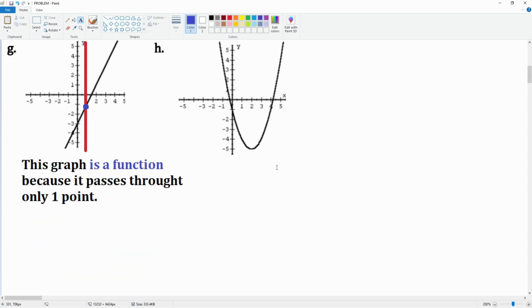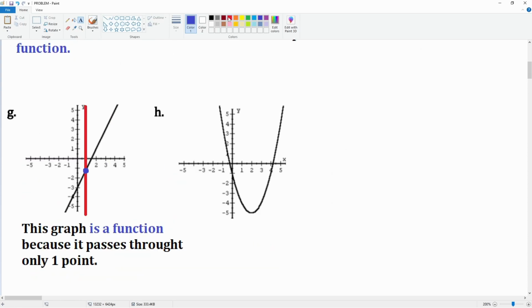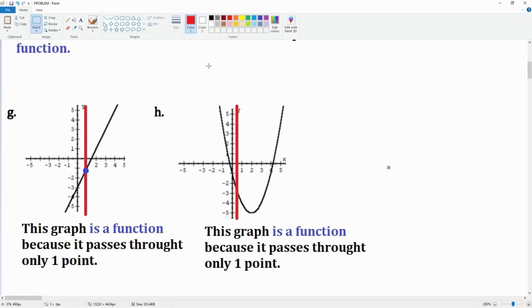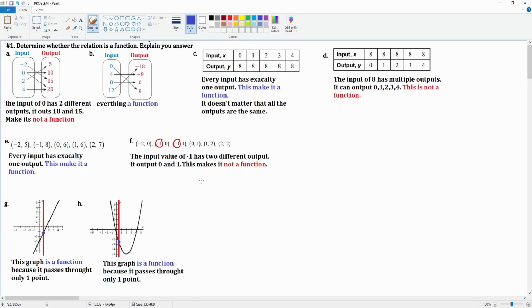Okay, next one, let's draw a line. It doesn't matter where we put the line. Notice this is also still a function because it passes through only one point right here, still making it a function. So there you go. That is how you determine if things are functions or not a function.